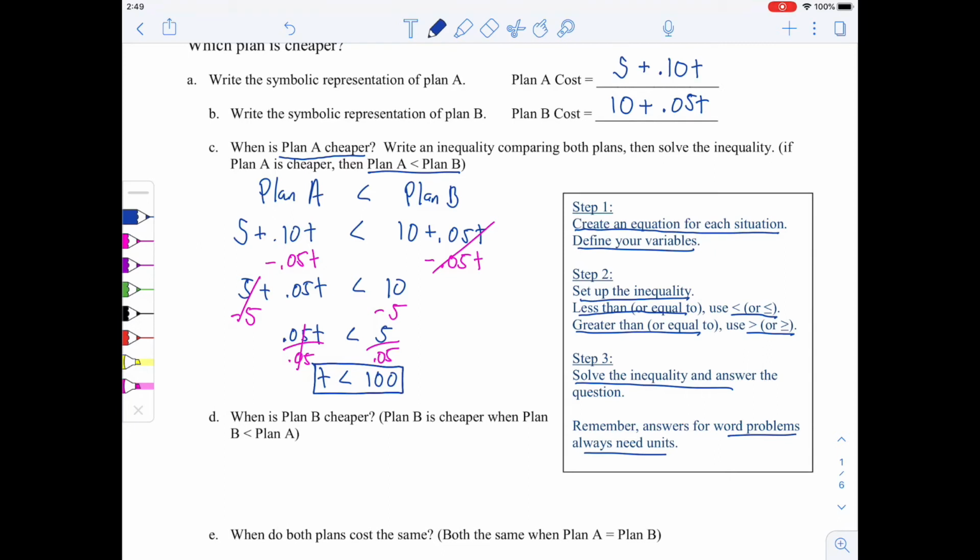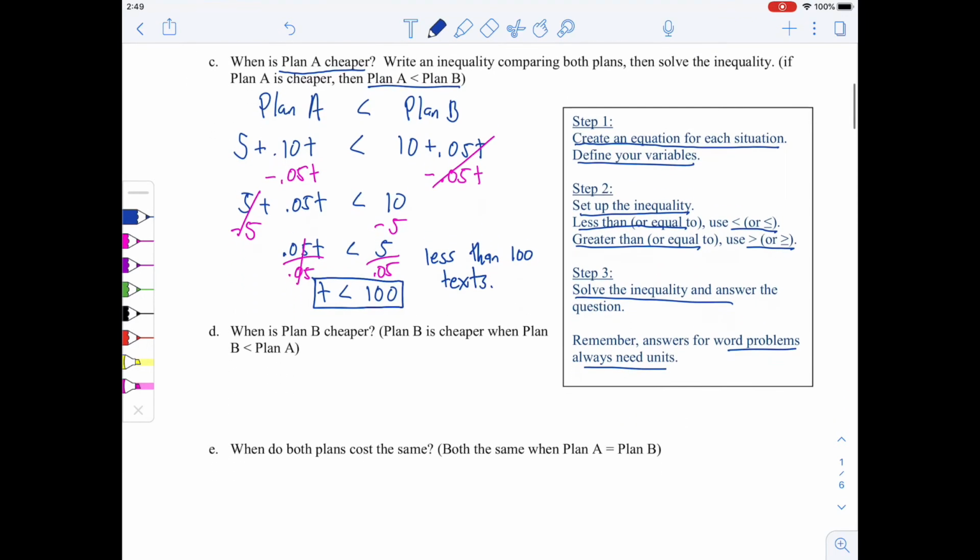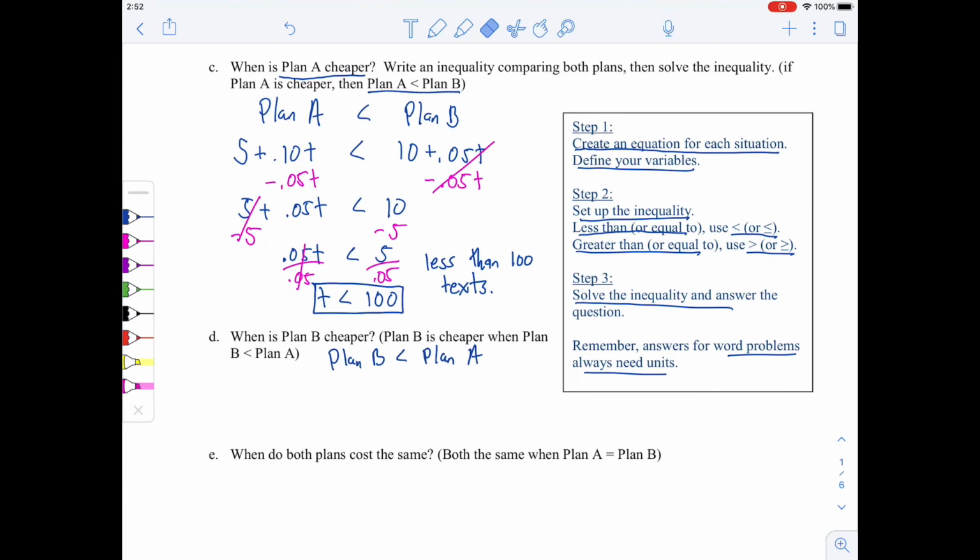And then you figure out what does that mean in words, right? So when is plan A cheaper? Less than 100 texts. Plan A is going to be cheaper. So if you use less than 100 texts, plan A. If you use more than 100 texts, plan B. Okay, so once we saw the first one, so plan A is cheaper when you use less than 100 texts.